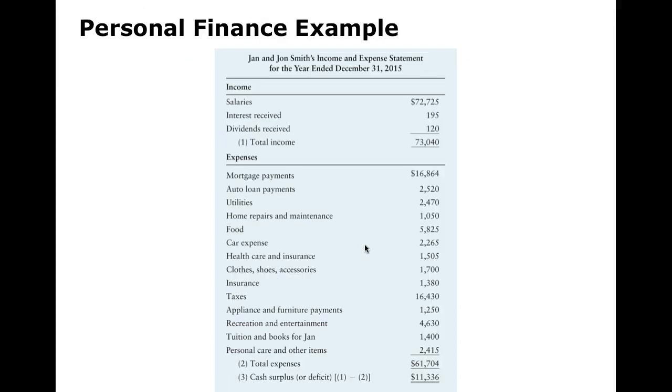Okay. Now, if you had a personal financial example, it would look at your salary less any interest received on, say, savings accounts or dividends received on investments, and you'd have your total income. And then you would just subtract away your expenses: mortgage, auto loan, utilities, home repairs, food, car expense, car insurance, healthcare, clothes, insurance, taxes, entertainment, tuition, personal items, to get to your total expenses, and what's left over is your cash surplus or deficit. And you'll notice that in Zoom simulation, at the bottom of your pro forma financial statement, you'll see cash surplus or deficit.